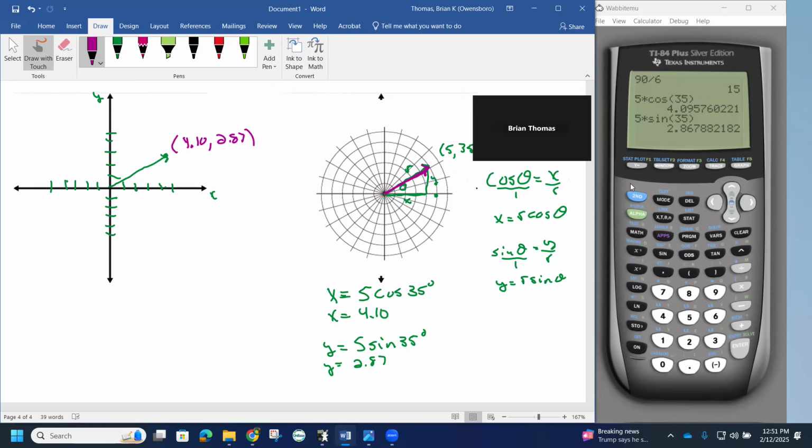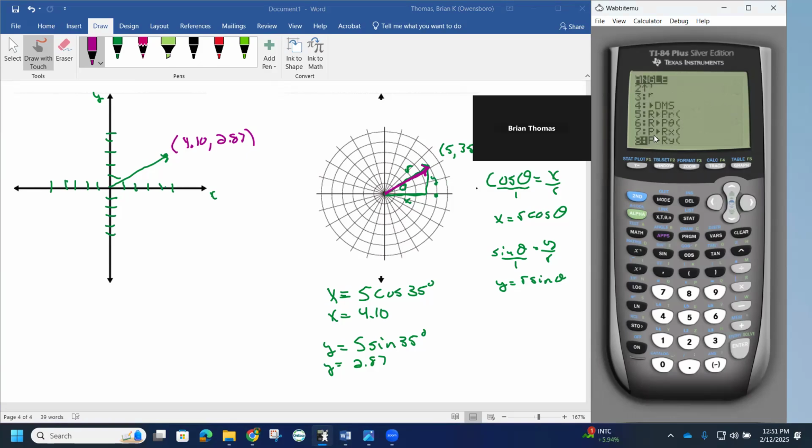Now, on your calculator, you can go to the angle menu and notice that number 7 and 8 are polar to rectangular. Number 7 gives us the x coordinate and number 8 gives us our y coordinate. If I choose number 7, I can put in the magnitude, which is the 5, comma, and then the angle of 35 degrees. Notice how it gives me 4.095, which turned into 4.10. That gave us the same thing.